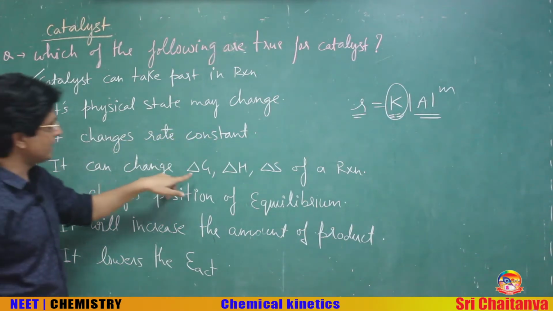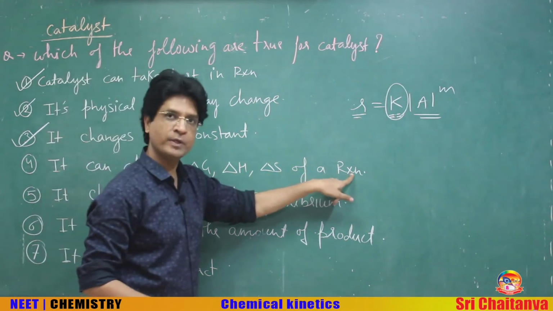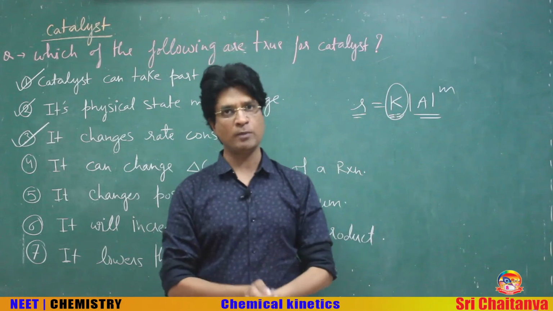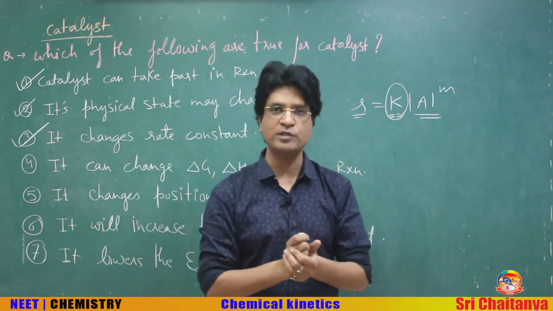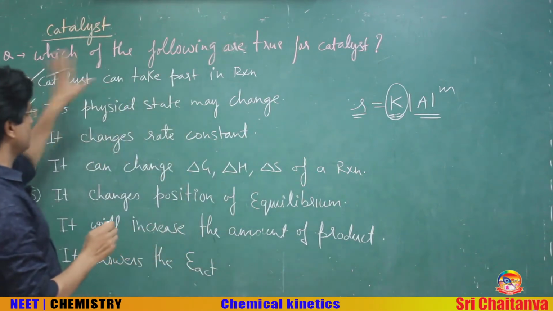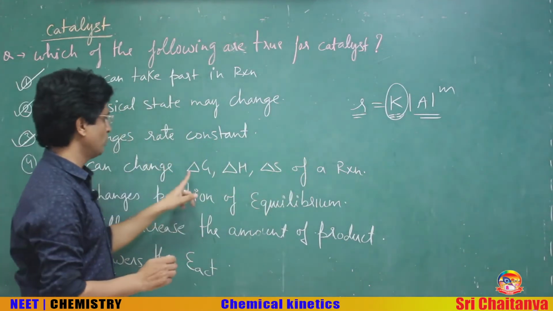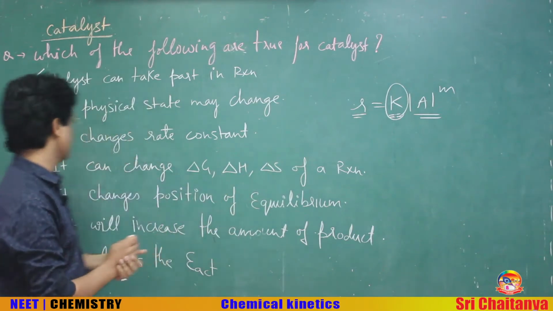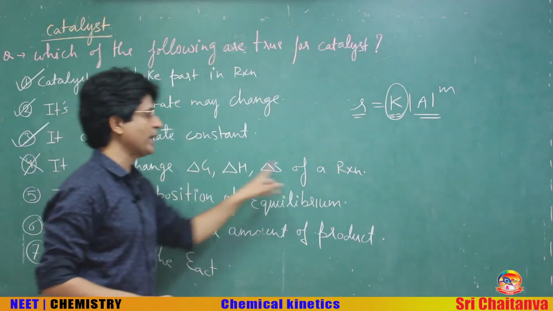It can change delta G, delta H, delta S, entropy of a reaction. Remember that, student, chemical kinetics has got nothing to do with thermodynamics. Whatever is in thermodynamics cannot be changed by changing kinetics. So a catalyst affects only kinetics, it does not affect thermodynamics. So delta G, delta H and delta S of a reaction do not change at all. So this is incorrect. It cannot change anything which is of thermodynamic nature.